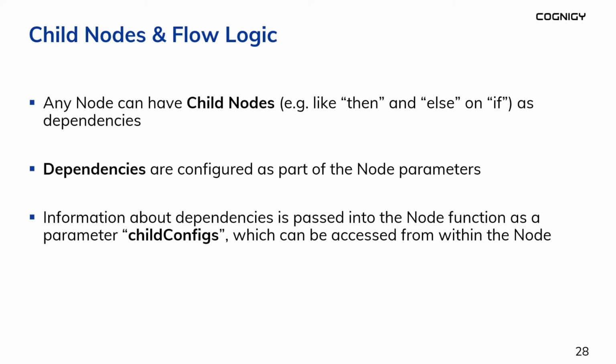We call them dependencies. The dependencies are configured as part of the flow parameters, of the node parameters. And the information about its dependencies is then passed into the node function as an extra parameter. You may remember the function we looked at so far had two parameters, Cognigy and config. Now there's a third parameter, which is called child configs, that gives you full access to the dependencies of that node so you can access them. And let's try that out.